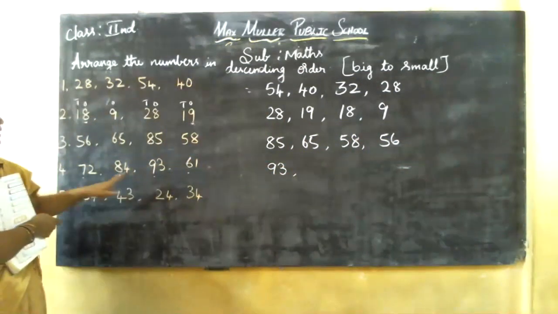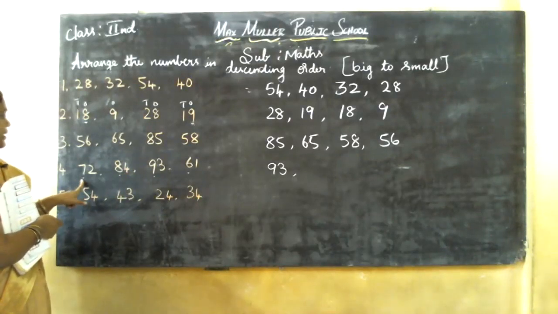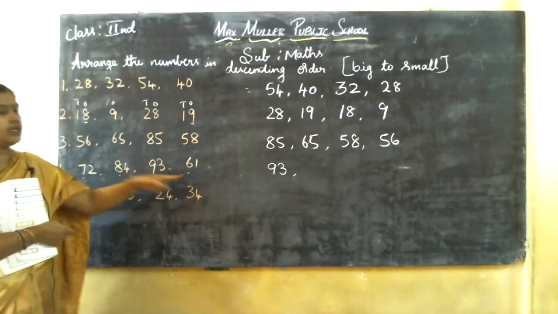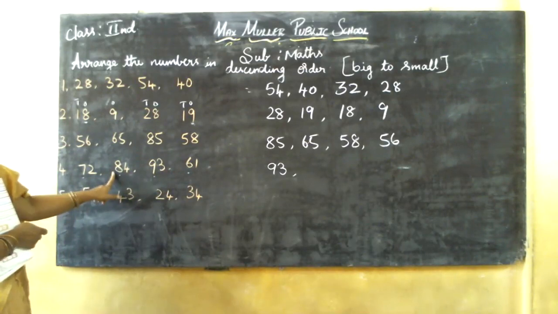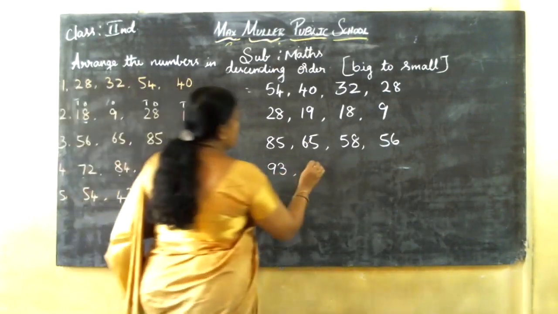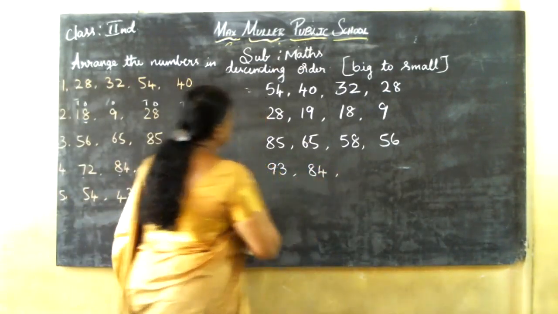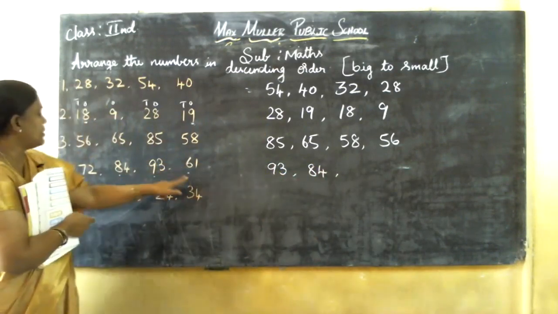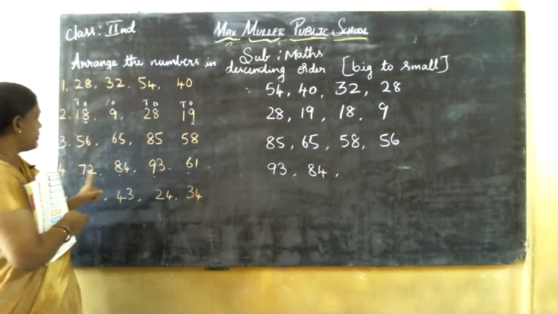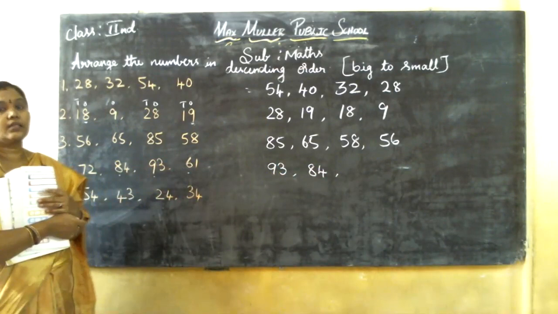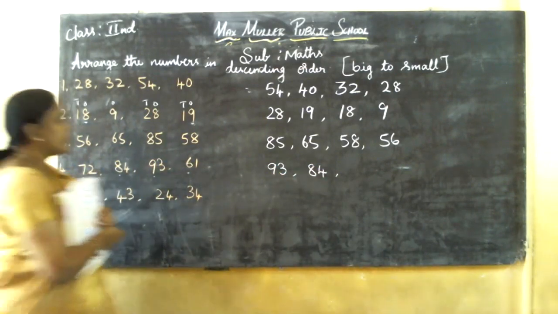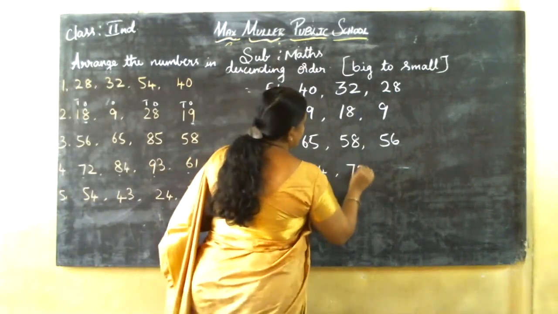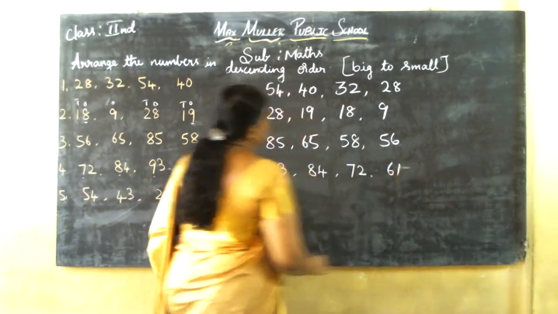We finish 93. See these three numbers: 72, 84, 61. Which one is bigger here? 8 is the bigger, so 84. In these two numbers, you want to see which one is bigger, 7 or 6. 7 is the big number. So you write 72. After that 61.